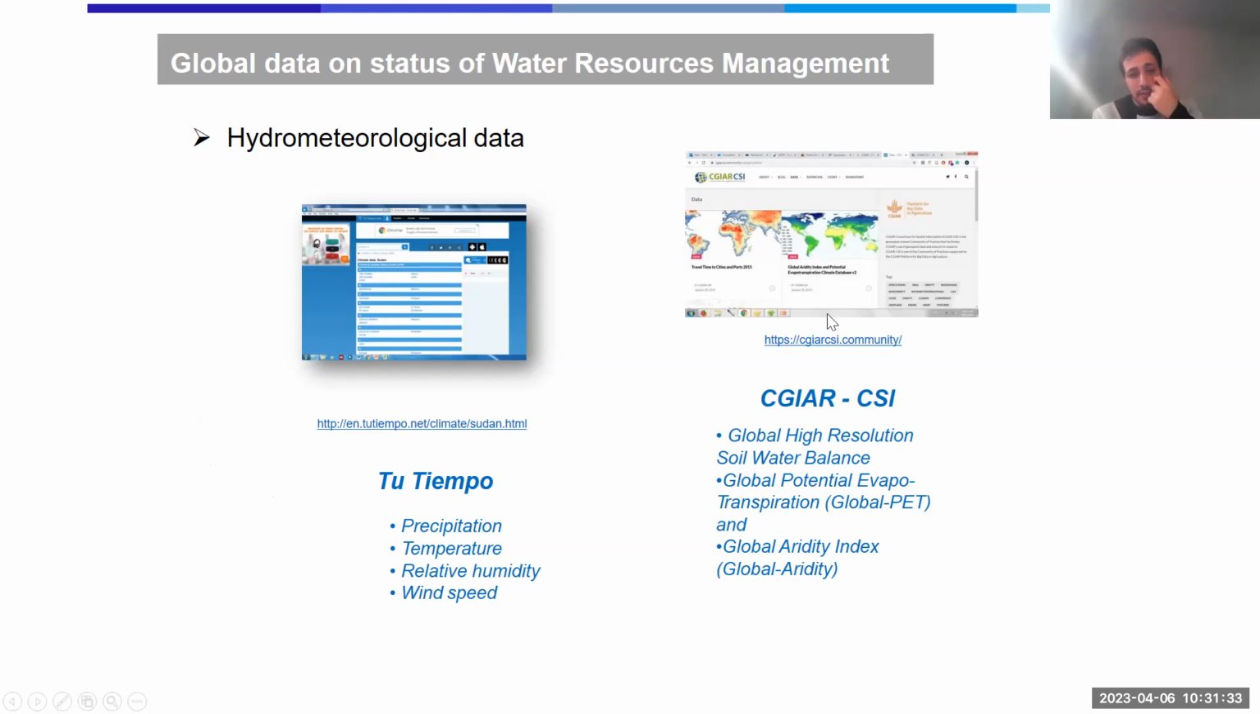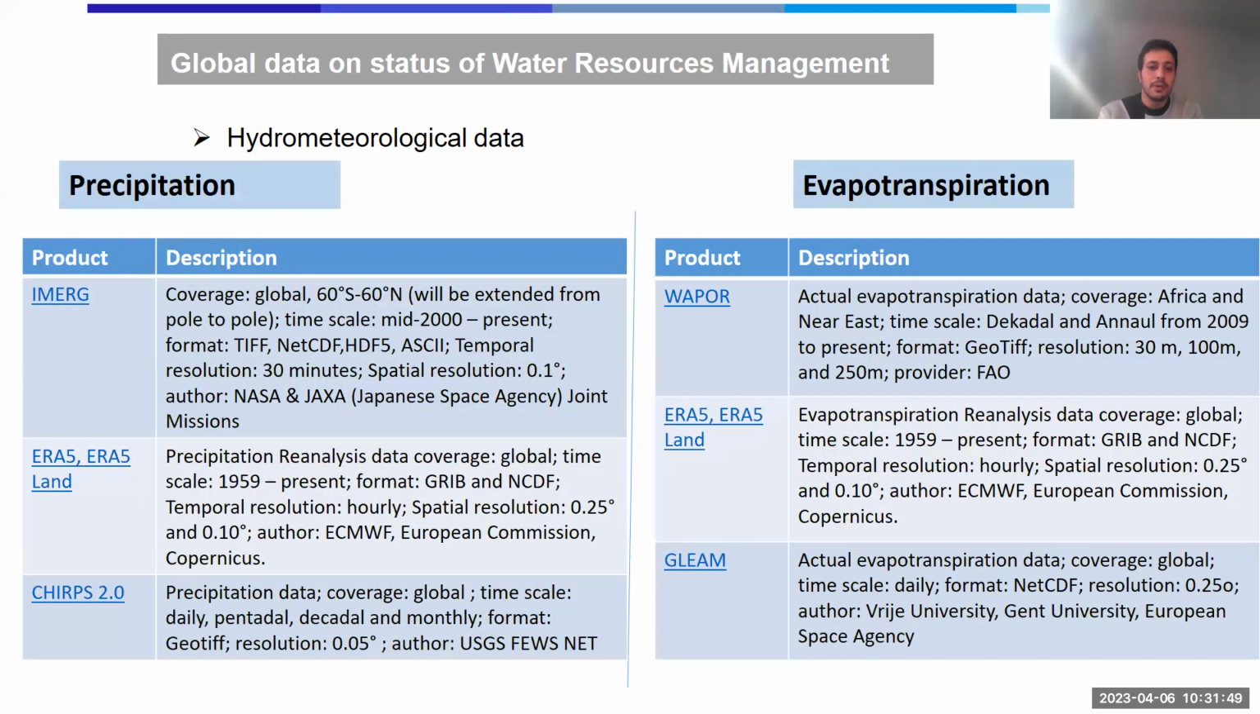And we also have another website, for example this one, the CGIAR. There is global high resolution soil water balance, and also potential evapotranspiration and the global aridity index. Also, one of the main components in the hydrological cycle is precipitation and evapotranspiration. There are many products, as we said, for remote sensing.